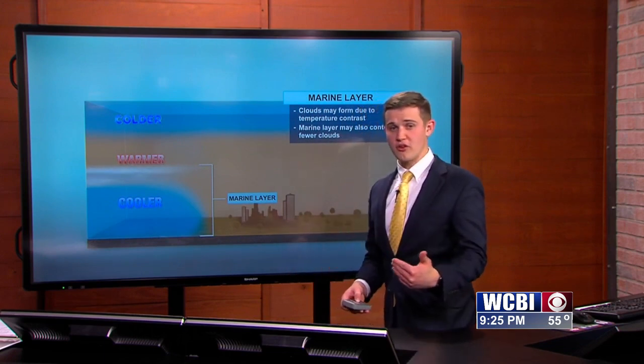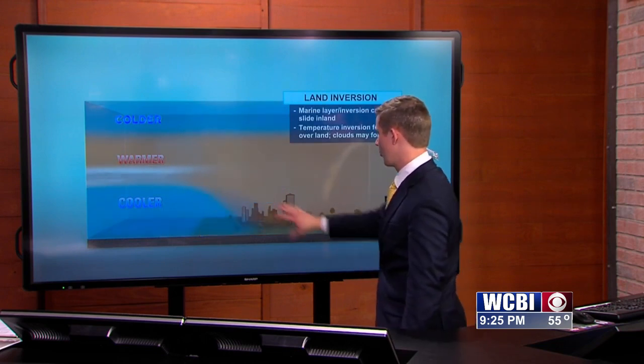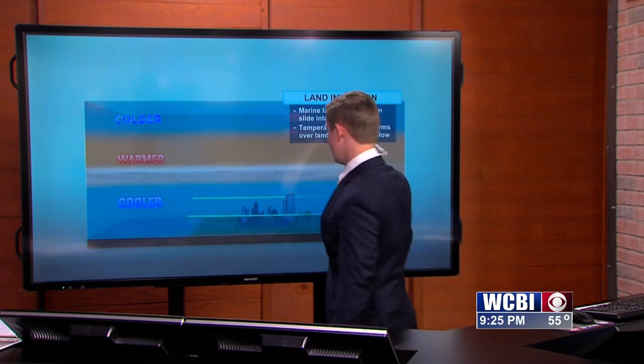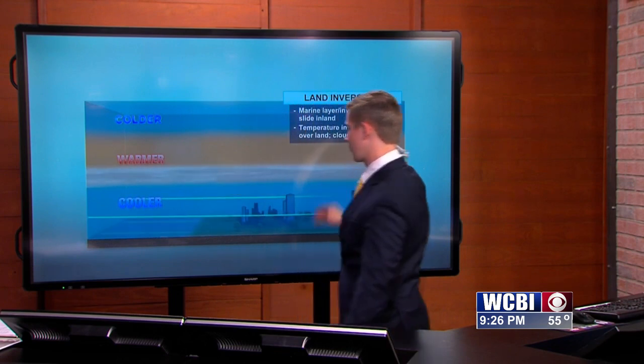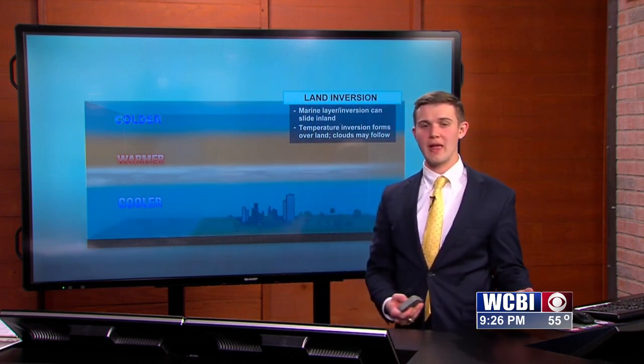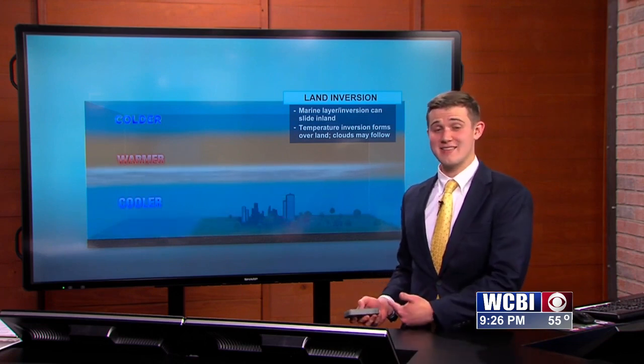But interestingly enough, if you have this colder layer extend out inland and get blown inland by the wind, you can get an extension of this inversion to where you get this cloud deck basically over the water and over the land. And it doesn't really cause too much effect in this case, but there's some other processes that can actually result in some negative impacts.